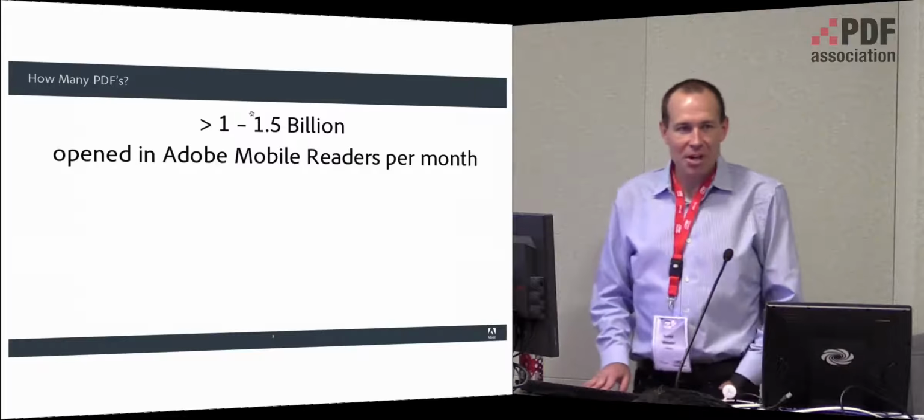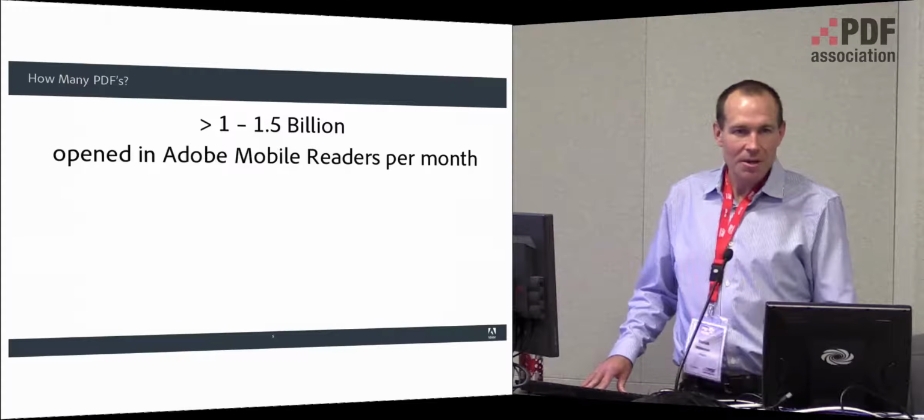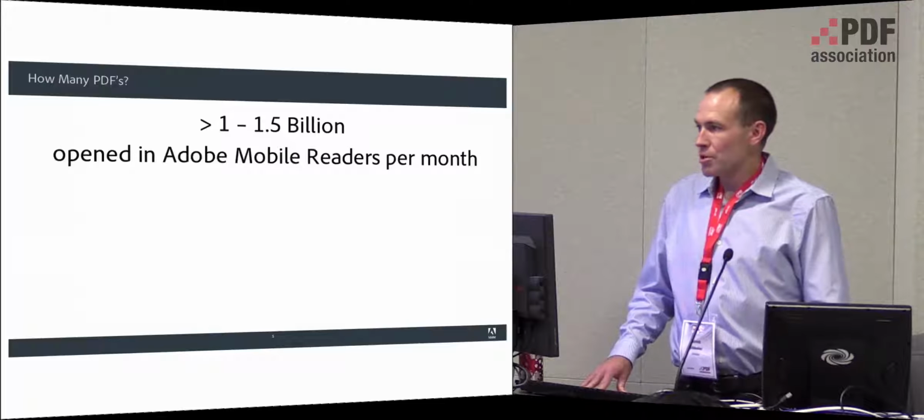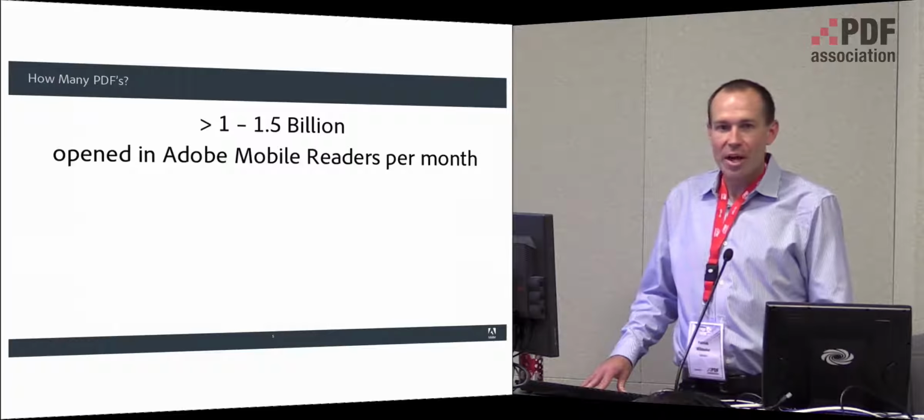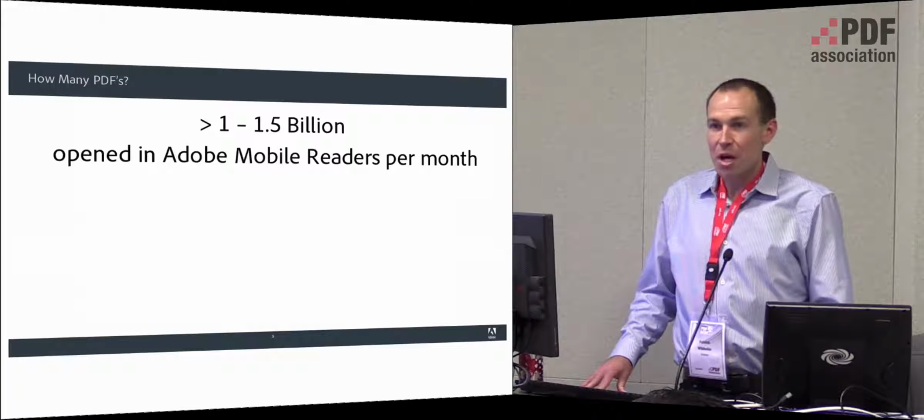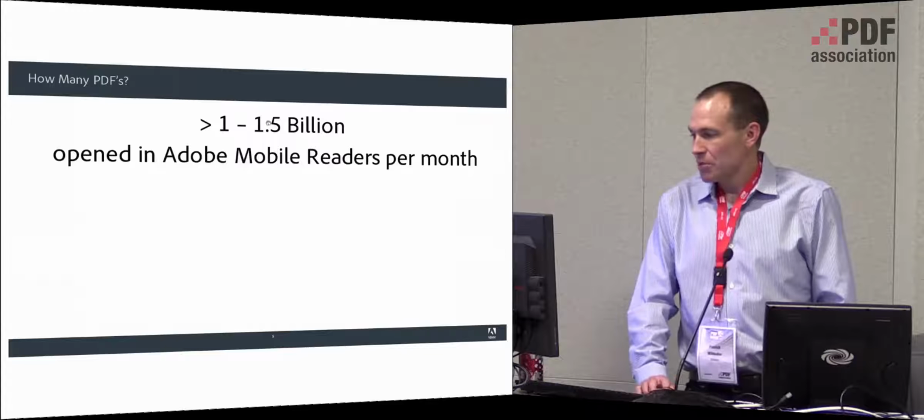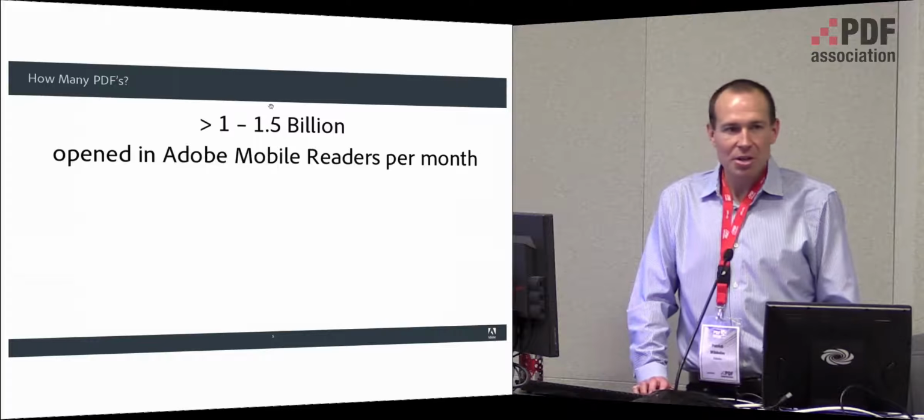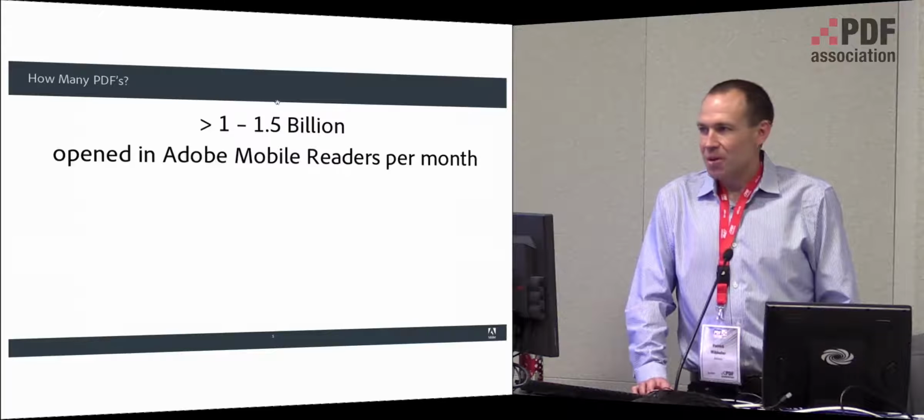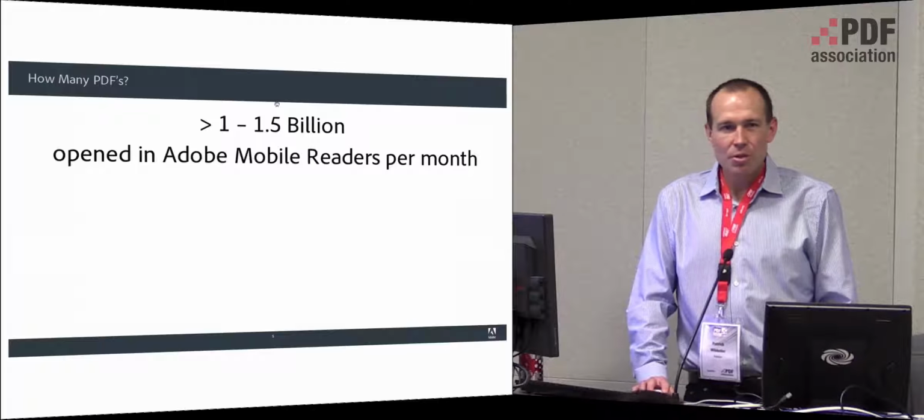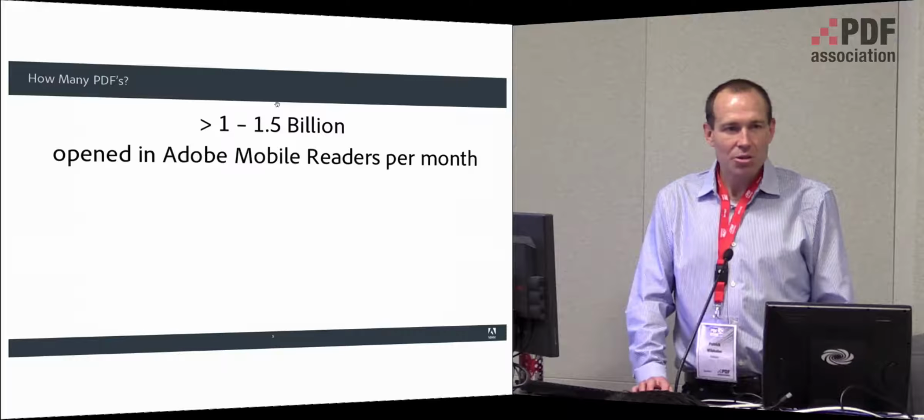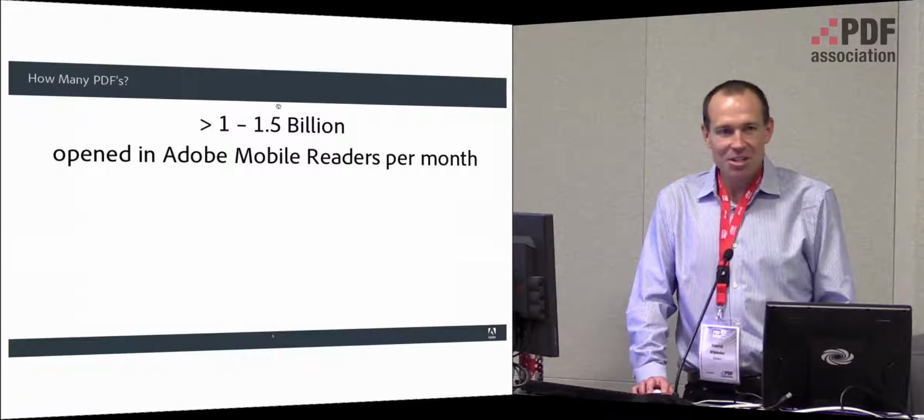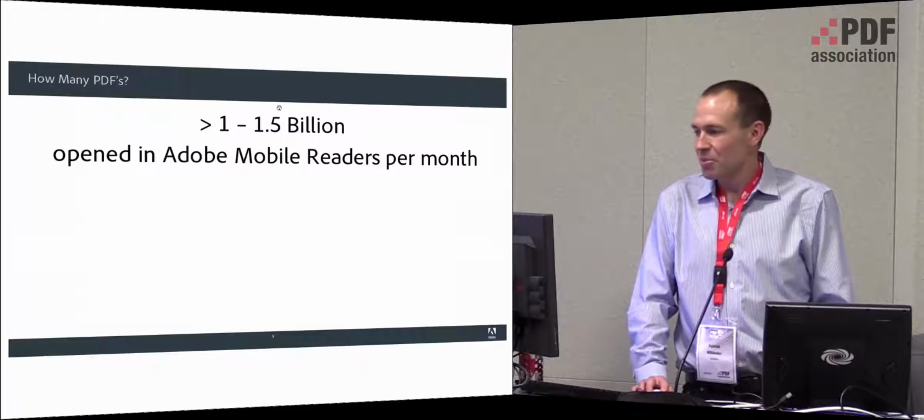And how many PDFs? This is what we estimate that we open on our mobile readers in a month, between 1 and 1.5 billion. This is based on opt-in analytics data that we have, so we have to estimate it because we don't have actual numbers. It seems like a lot to me, but when you start looking at it in the grand scheme of things, I think Phil said this morning there are 18 billion total PDFs. I think he actually meant 18 trillion or something, because that seemed kind of small, especially when you looked at the next number that was below it.